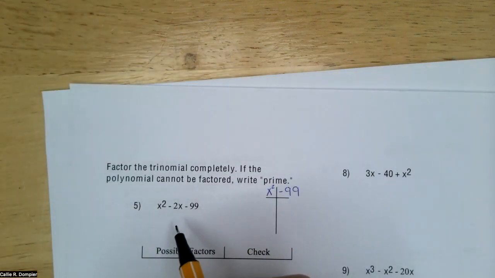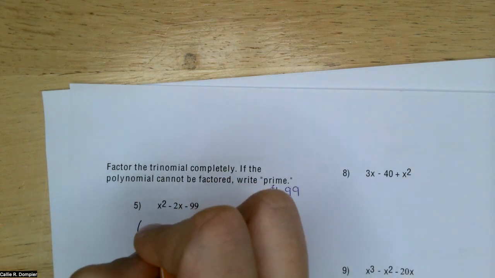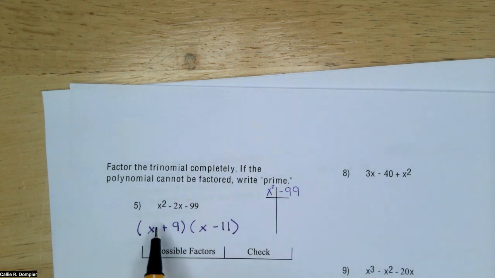So x squared minus 2x minus 99 becomes x plus 9 times quantity x minus 11. X times x is x squared. 9x minus 11x is negative 2x. 9 times negative 11 is a negative 99.